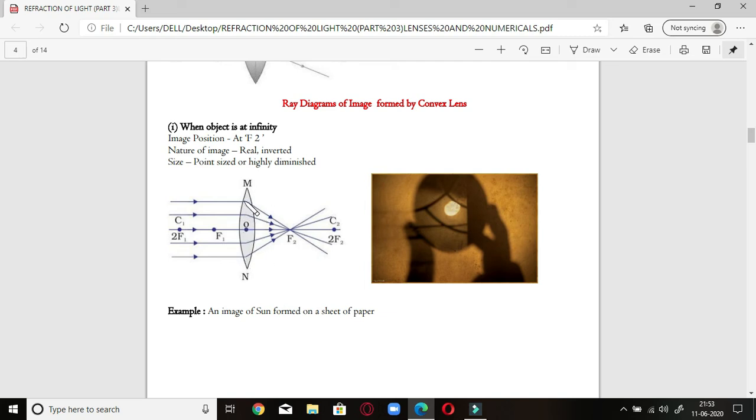Then O should be mentioned, put a line and then the center dotted line, and then a principal axis, and then calculate all the distances which should be equal. Only after that you should move these rays. So parallel rays, they will converge at one point, that is f2.